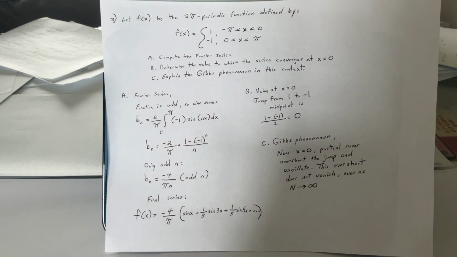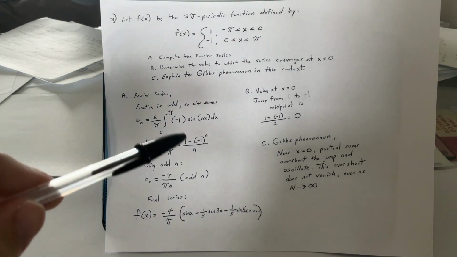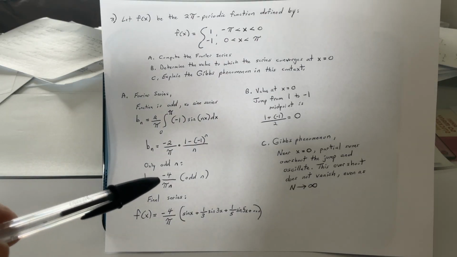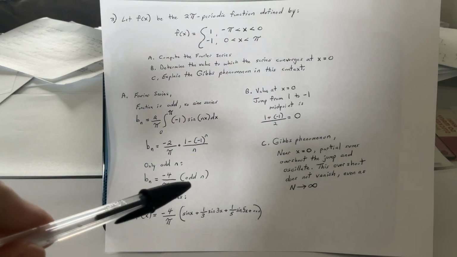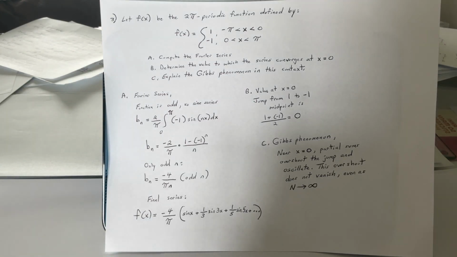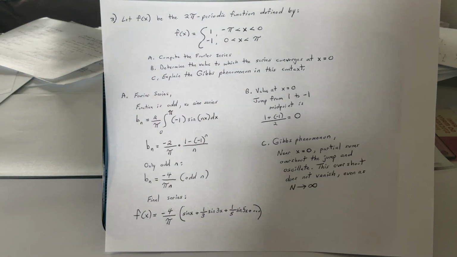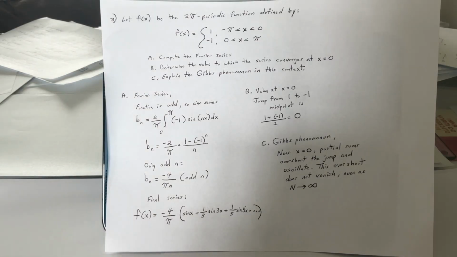And in this situation, let's look at only odd n. B sub n equals negative 4 over pi n. That's for your odd n. So if you go through the steps, you'll arrive at that for B sub n. Remember, some steps are omitted just to speed things up. A lot of the computation stuff and stuff that's assumed that you know as far as relationships with the series.